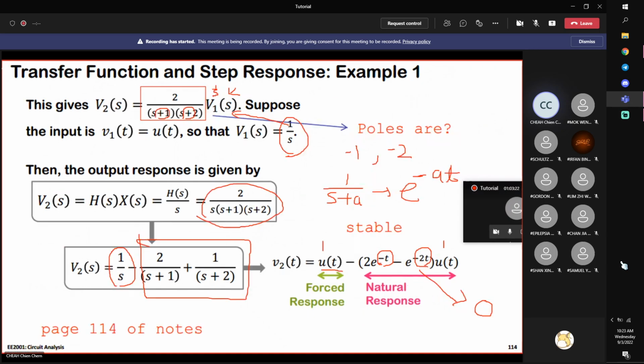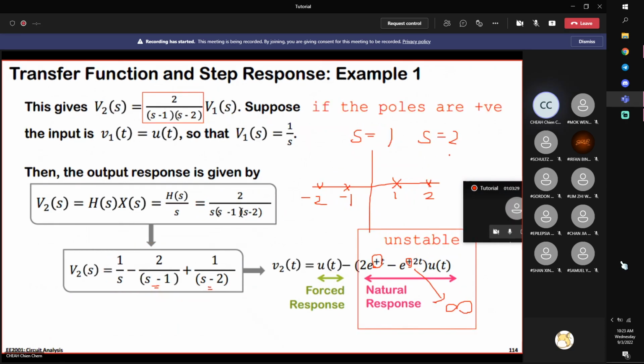We have seen that if both of them are on the left half plane, it's stable. If both of them are on the right half plane, it is unstable. Now let me ask you a question. How about one on the left half plane, one on the right half plane? Is it stable or unstable? For example, if this is -1, this is +2. Now just look at the time domain. Even though one goes to 0, the other one still goes to infinity. So therefore the output still goes to infinity.